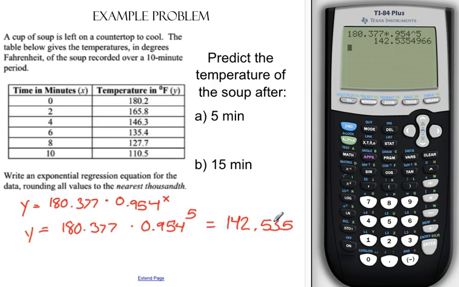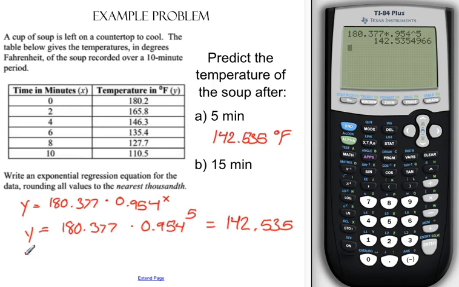And that value is 142.535. If you are not given explicit instructions on rounding, just round off to what everything else is rounded off to. So here we're all rounded off to the thousandths place, so we'll round this to the thousandths place as well. So after 5 minutes, we would expect the temperature to be about 142 degrees. Now let's check and see if that makes sense. At 4 minutes, it was 146. At 6 minutes, it was 135. Well, that seems to make a lot of sense that after 5 minutes, it would be about 142 degrees.